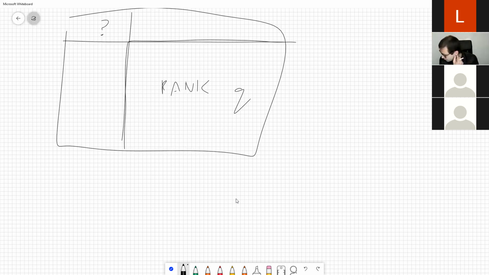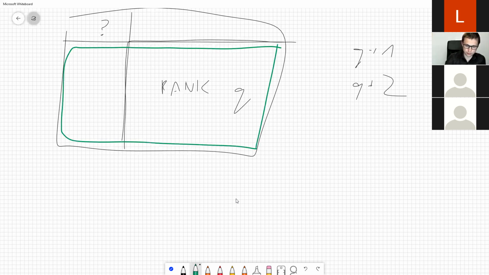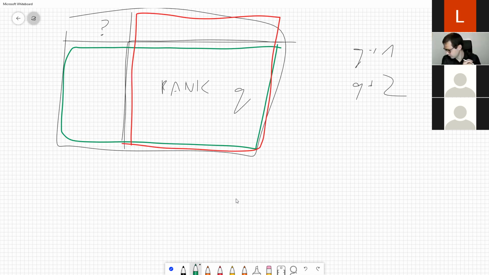And what are the possible ranks for the whole submatrix? It's either Q plus 1 or Q plus 2. There are a few cases, but it's important to see what the possible ranks are for this submatrix and this submatrix. Well, there are some possibilities. Let's start with a simple one. Say that this one is Q and this one is also Q.